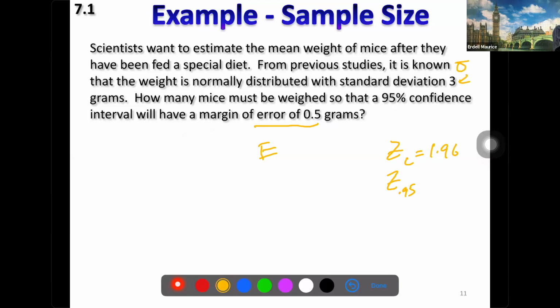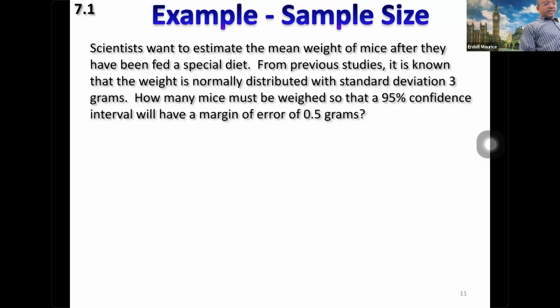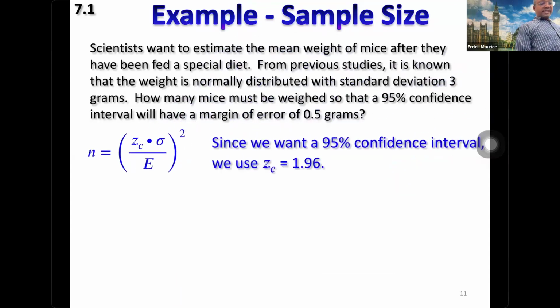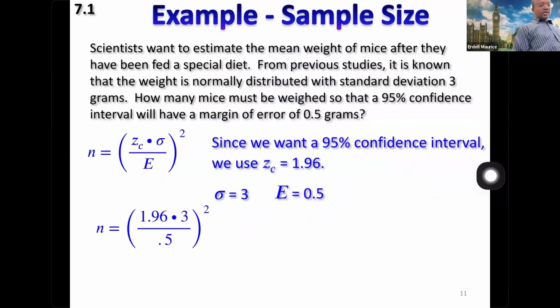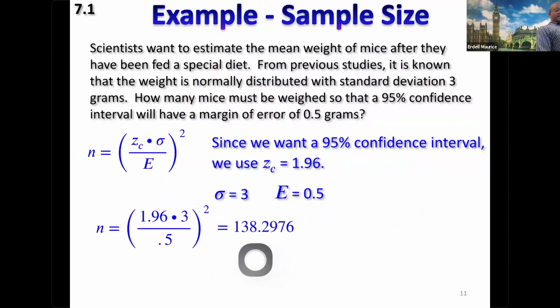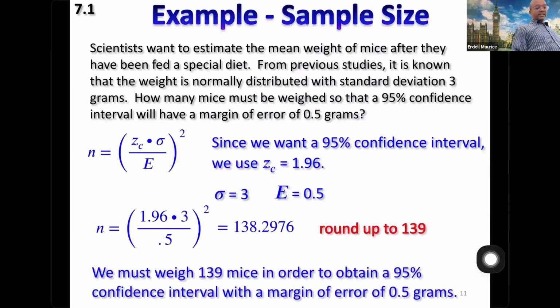Make sense? So I hit done. That's the formula. They find Z critical, 1.96, using SALT. Sigma is 3, plug it in. And then E is 0.5, plug that into your handy dandy calculator and it gives us an answer of 138.2. But we're going to round, so it's going to be 139. And so they will need to have in their sample at least 139 mice.